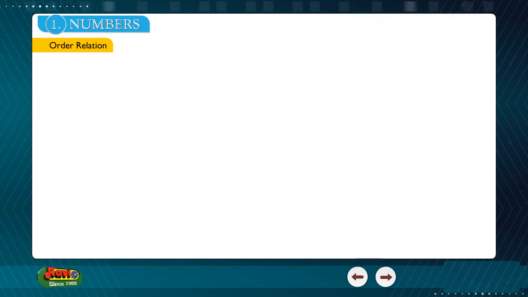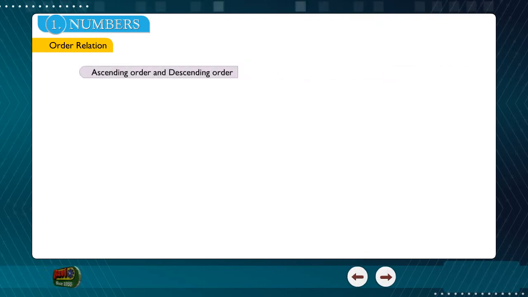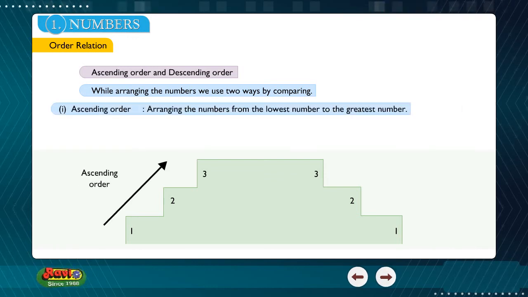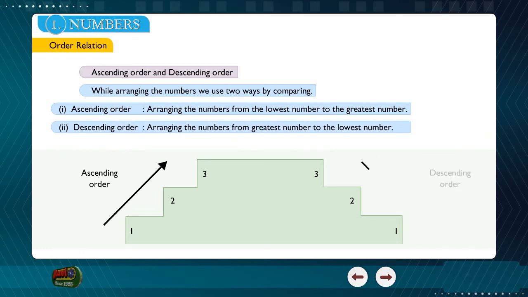Order relation. Ascending order and descending order. While arranging the numbers, we use two ways by comparing. 1. Ascending order. Arranging the numbers from the lowest number to the greatest number. 2. Descending order. Arranging the numbers from greatest number to the lowest number.